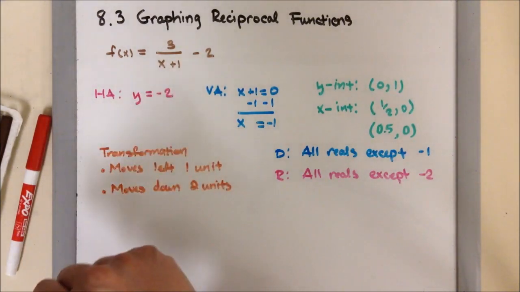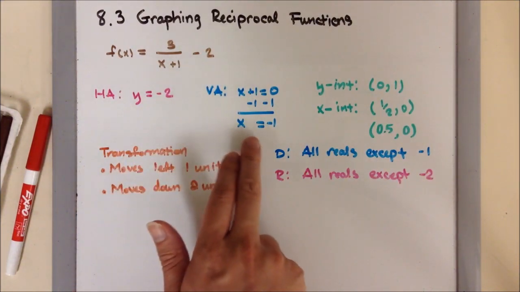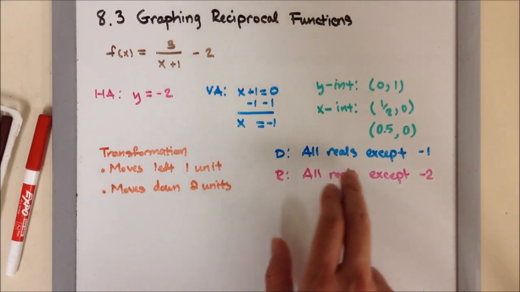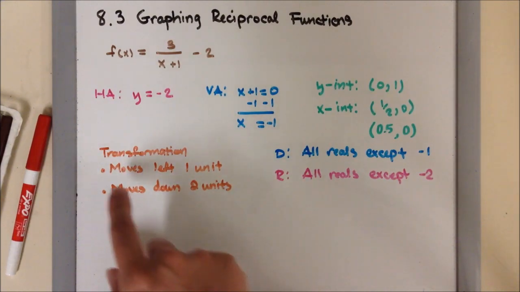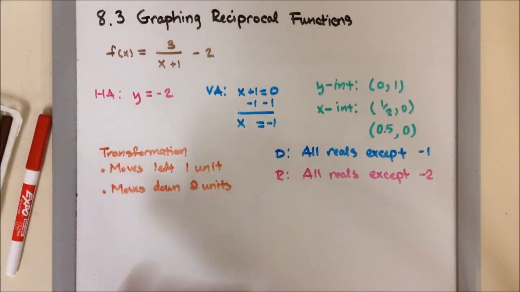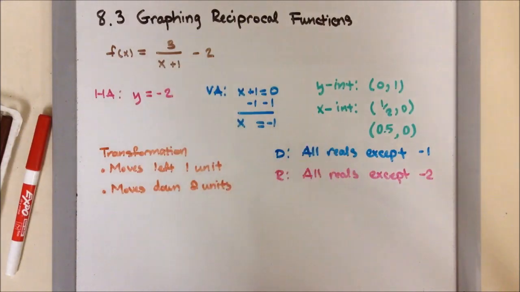Now for the x plus 1, that's connected to the vertical asymptote. When we solve, we get x equals -1. It's also connected with the domain, all reals except -1. So see the connection there. Also see the connection for x plus 1, we wrote moves left 1 unit. So here's the information for asymptotes, intercepts, domain and range, and transformation. But for the graphing part, we're going to use the asymptotes and the intercepts.